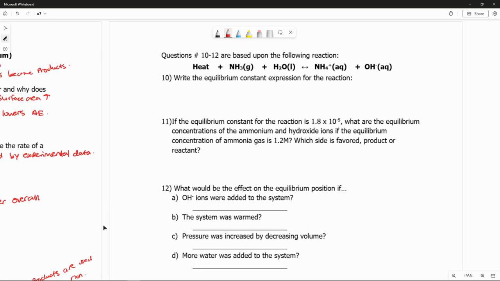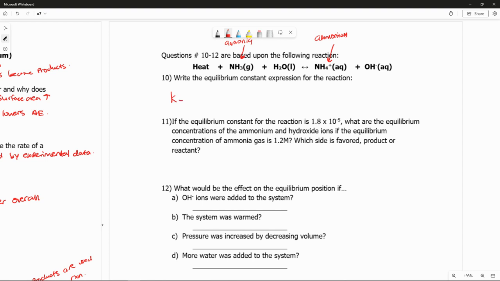Questions 10 and 12 are based upon the following reaction. We have heat plus NH3, which is ammonia, and we have H2O, water, and this produces NH4, which is ammonium, and we have hydroxide right here. Write the equilibrium constant expression for the reaction.